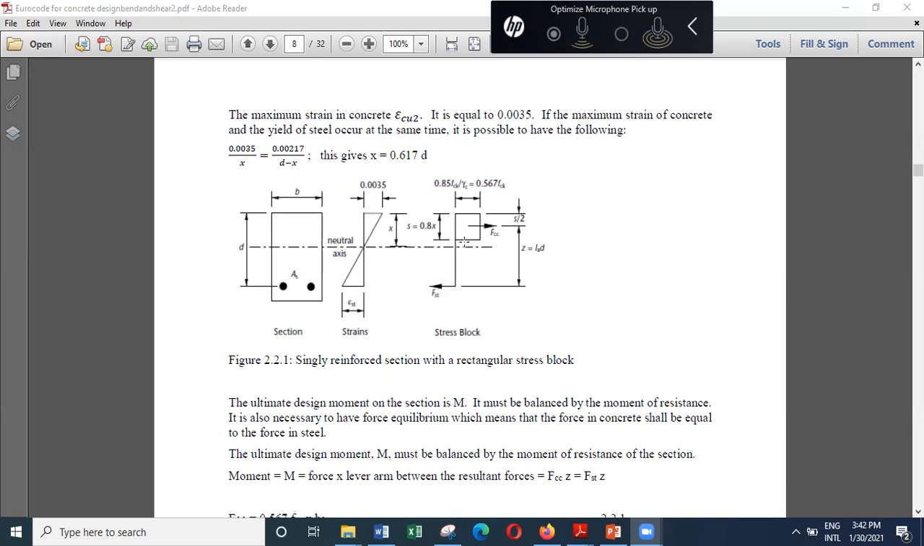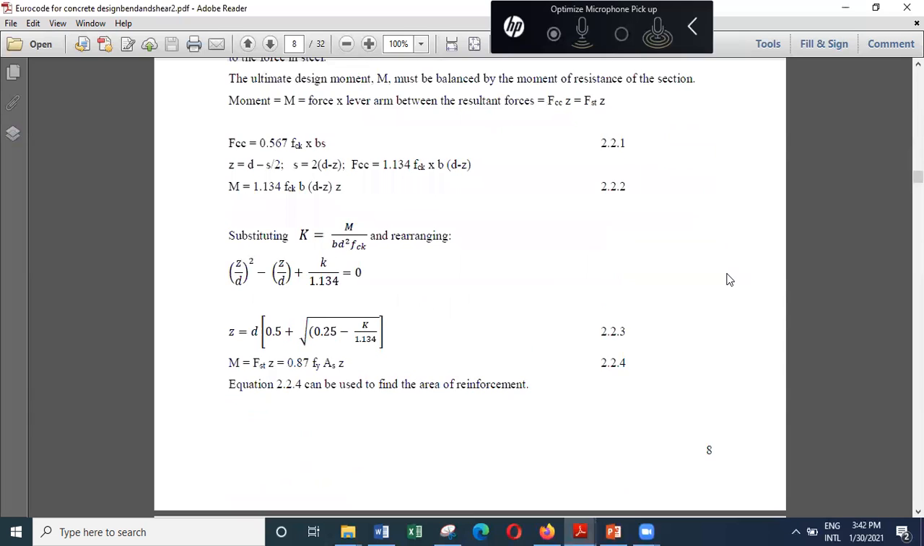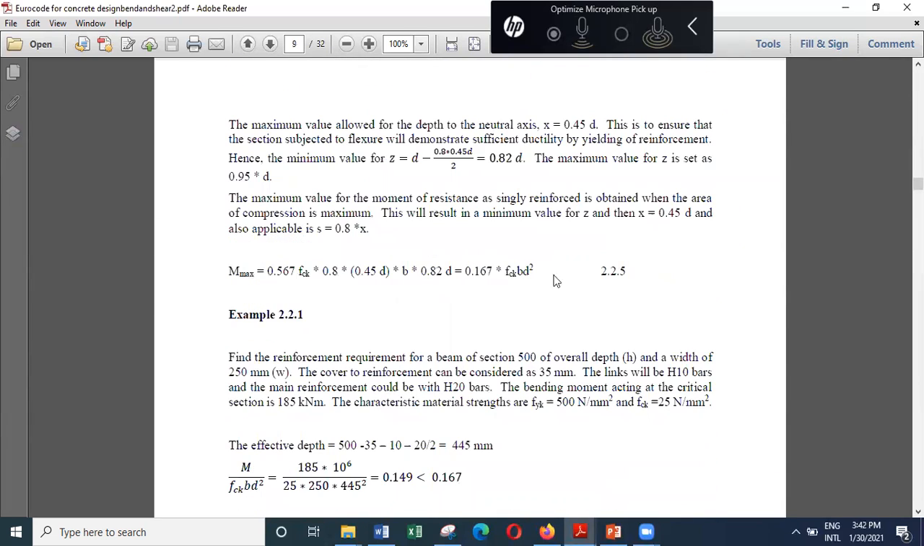So because of that reason, we limit the maximum value for z as 0.95 times d, so that we'll end up with a reasonable thickness for the concrete at the ultimate limit state. To ensure that we have a reasonable thickness, we go into these limits. So then we have a maximum value of 0.95d, and a minimum value of 0.82d for z.